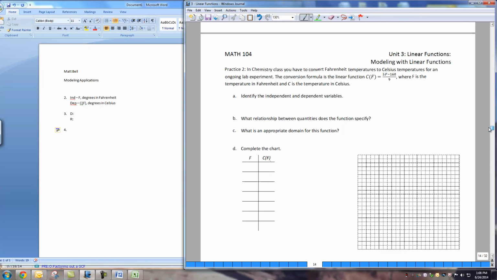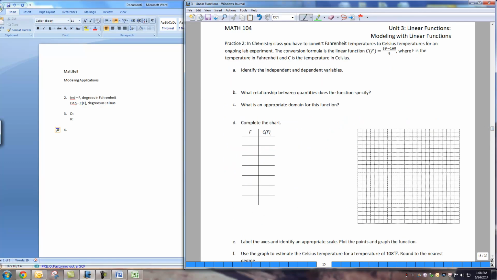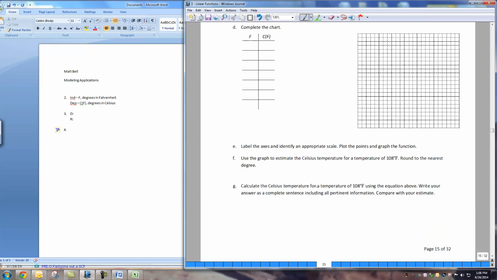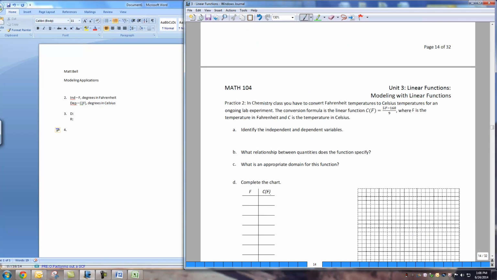Let's read the question. Okay. In chemistry class, you have to convert Fahrenheit temperatures to Celsius temperatures for an ongoing lab experiment. The conversion formula is a linear function C of F, here it is, where F is the temperature in Fahrenheit and C is the temperature in Celsius. All right. So we have to determine what values we want to graph in between.